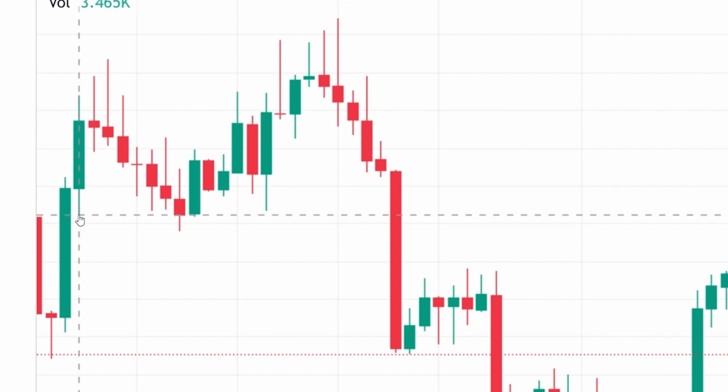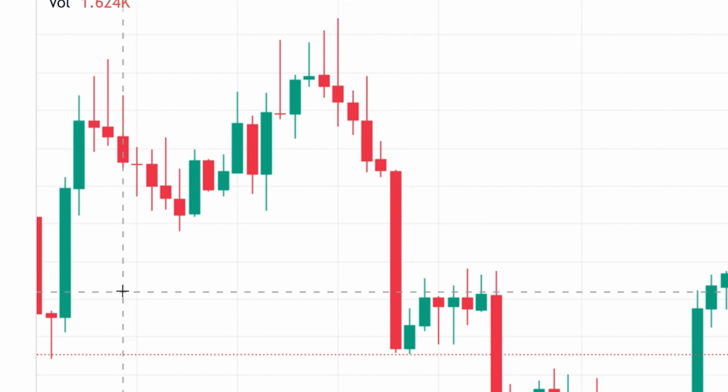This is the lowest point of the candle and this is the highest point of the candle. So this is the lowest its price has gone in 1 day. This is the highest its price has gone in 1 day. This is where the price opened and this is where it closed at the end of the day.